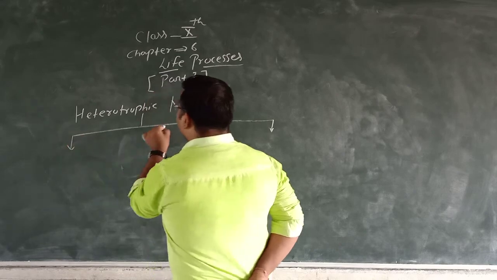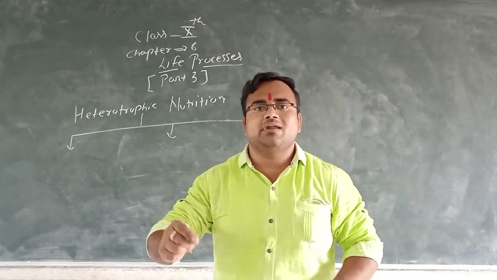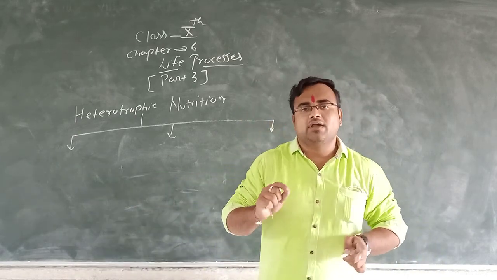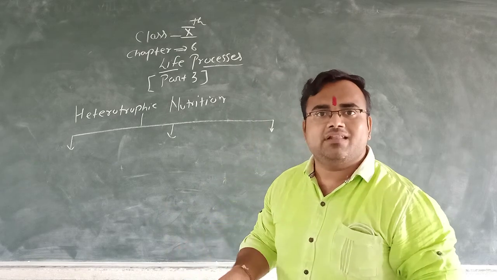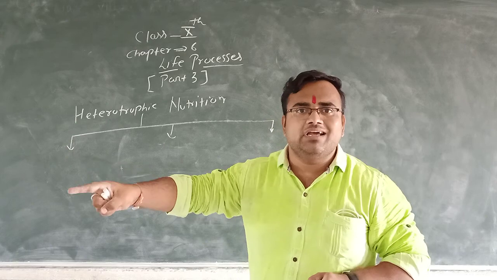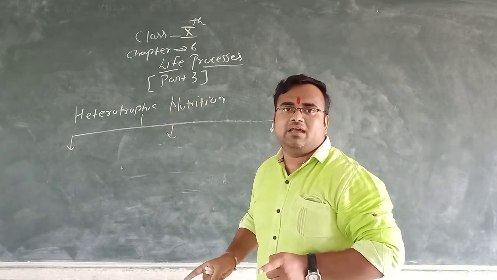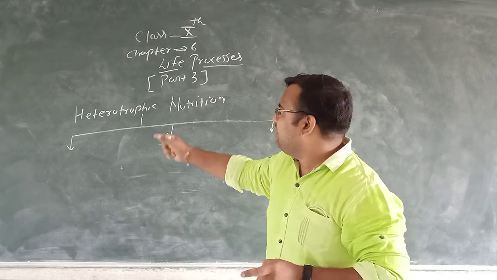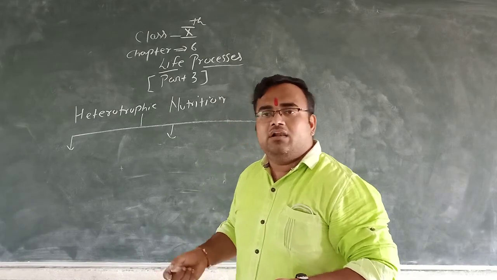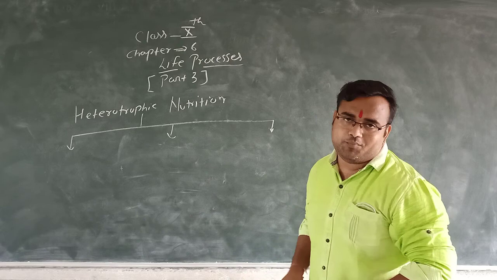See, heterotrophic mode of nutrition means what? Organisms that cannot prepare their own food depend on others for their food. If an organism cannot prepare its own food and depends on another organism for it, then that type of nutrition is known as heterotrophic nutrition. Hetero means dependence and trophic means the level of nutrition. When an organism's nutrition depends on another organism, it is known as heterotrophic nutrition.